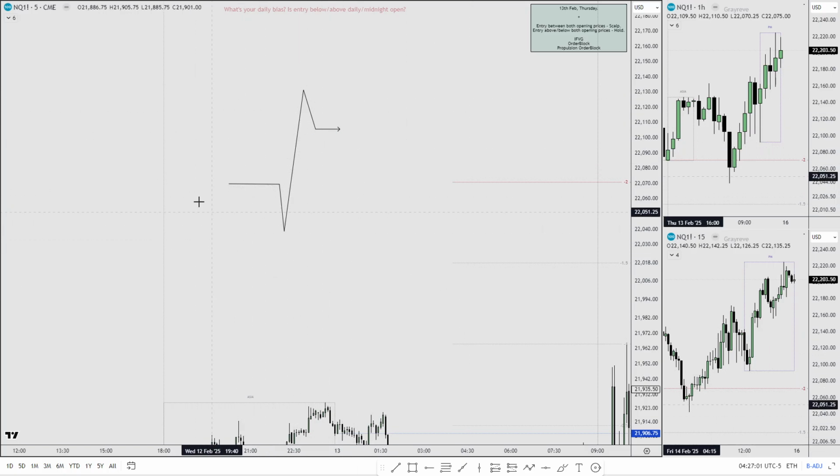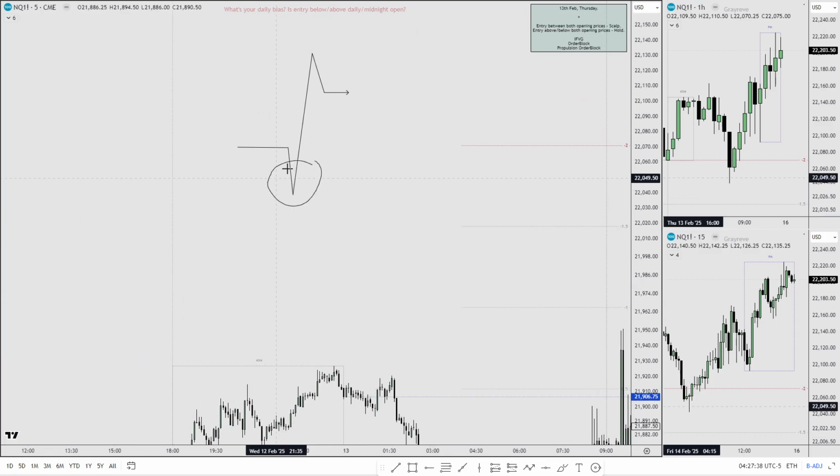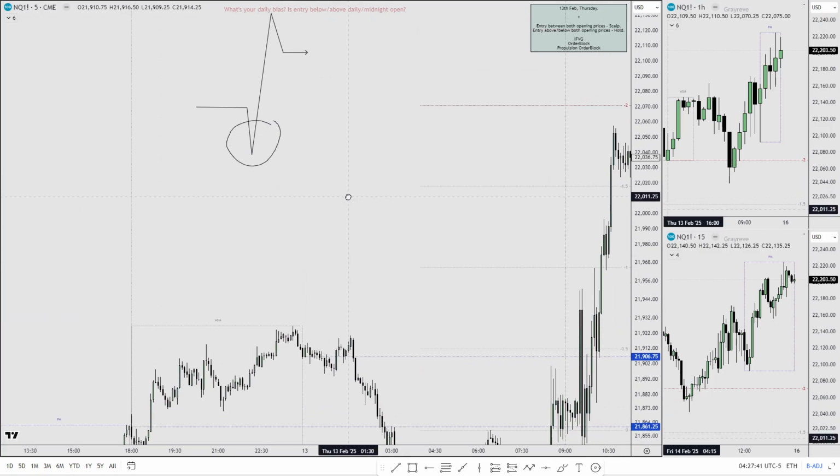So imagine this is a daily candle. Buying below the opening price means that you're buying down here. This would be the most extreme discount that you can ever get for the daily candle's expansion. I'm really putting you at a very good spot by buying below the daily opening price and below the midnight opening price. In this example, midnight was higher, so you're buying at a very, very deep discount to look for higher prices.